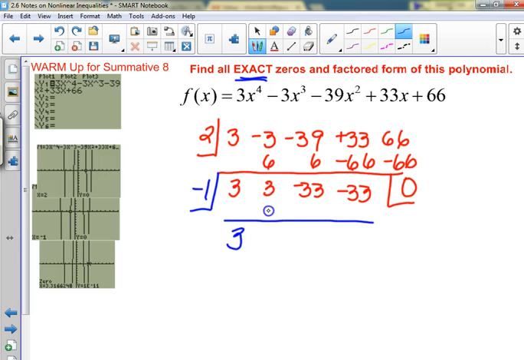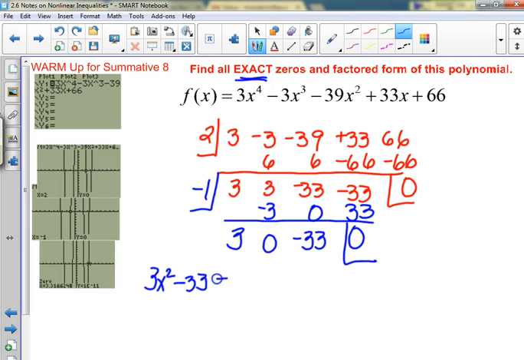Bring down, multiply, add, multiply, add, multiply, add. If those didn't come out zeros, we did something wrong, right? If they worked when we graphed it. All right, it wants all of the zeros and factored form. What does this mean right here? Okay, so if we set that equal to 0, we could factor out what? A 3 first.